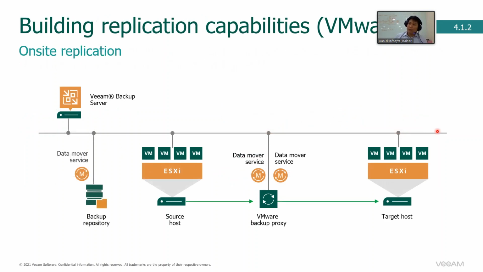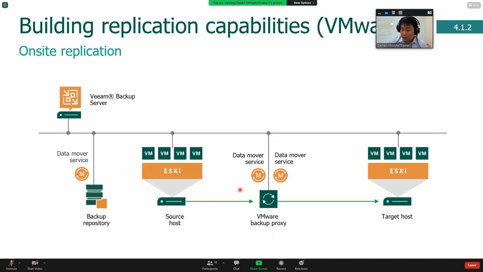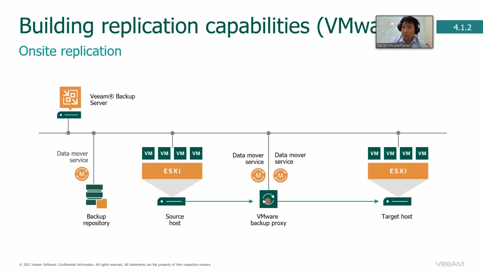So building the replication capabilities for VMware, we require the VMware backup proxy, as you can see here. We can utilize one proxy to perform all the tasks if you're running on-site. All these are running on LAN connectivity, so you do not need network bandwidth throttling options enabled, etc. This can be done. And we do require a repository in a replication relationship.